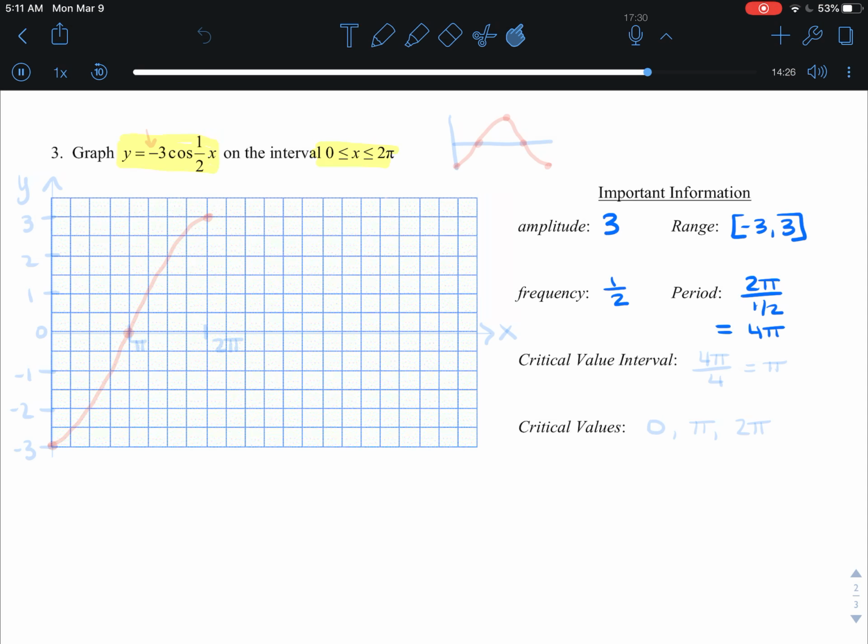Now my critical value interval is my period divided by 4. So 4 pi over 4 is just pi, which is kind of a nice value to count by because it's not a fraction. So if our domain is going from 0 to 2 pi, 0 is my first value, then 1 pi, then 2 pi. So that's it.